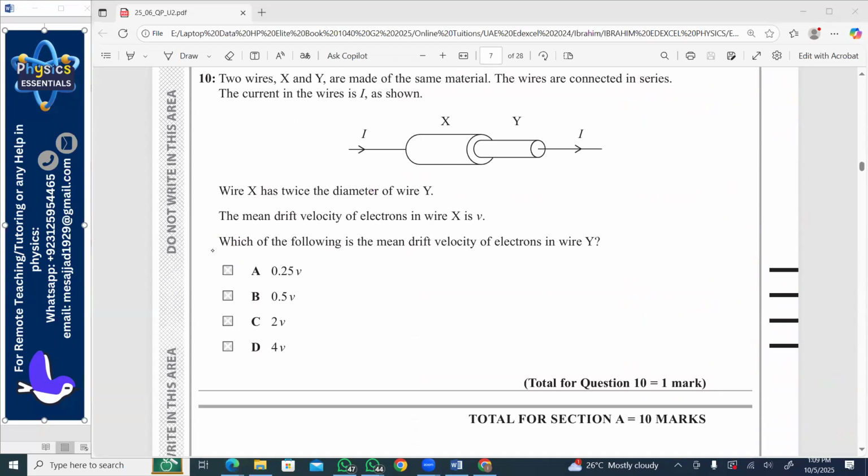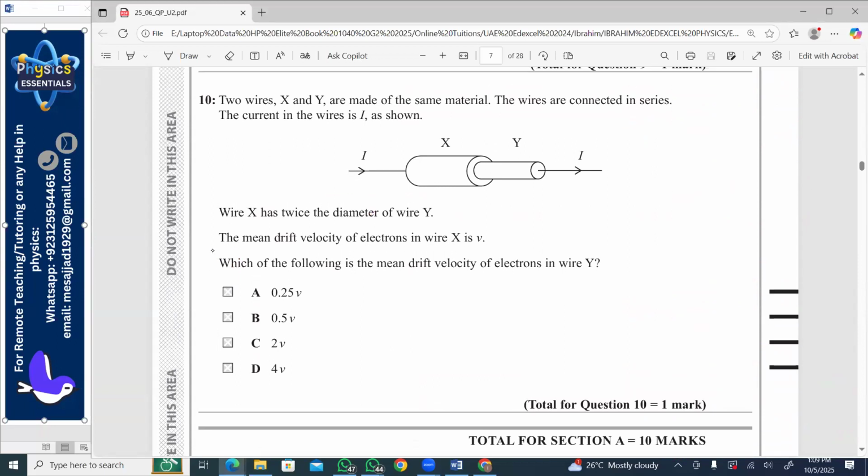Two wires X and Y are made of the same material. The wires are connected in series. The current in the wire is I, as shown. Wire X has twice the diameter of wire Y. The mean drift velocity of the electrons in X is V. Which of the following is the mean drift velocity of the electrons in the wire Y?